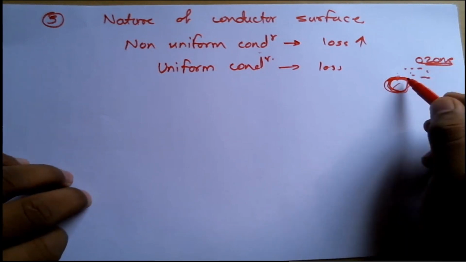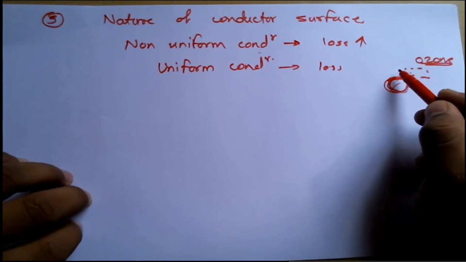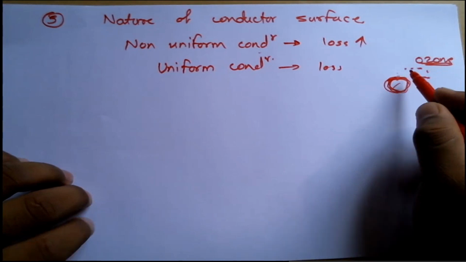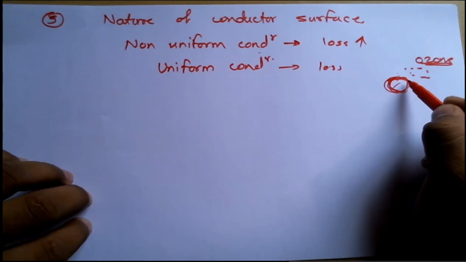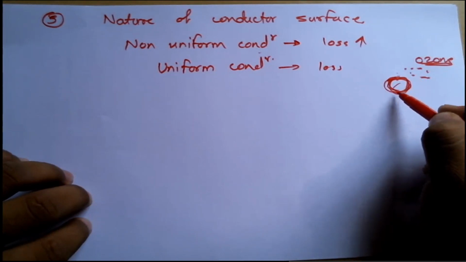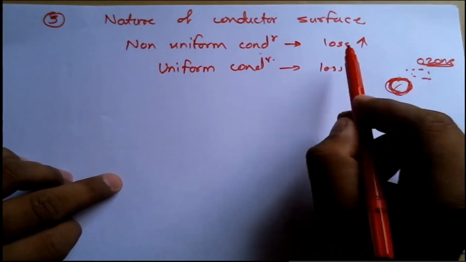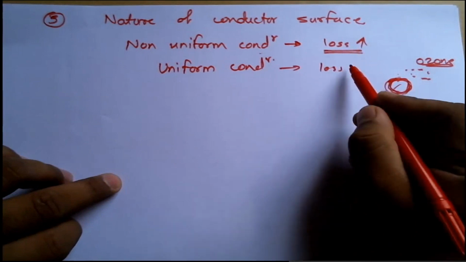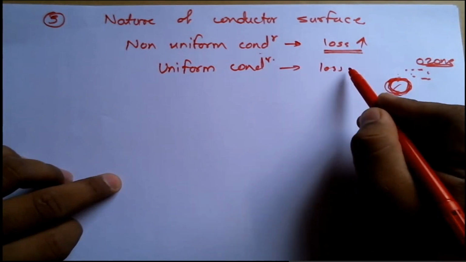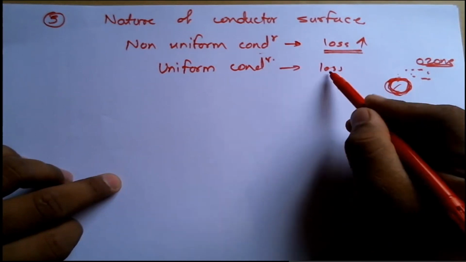So due to such conditions, due to corona and that acid produced due to this ozone gas, this conductor surface will become rough or non-uniform, and due to the non-uniform conductor surface the loss of corona or corona loss increases. If that conductor is uniform, the loss is lesser.